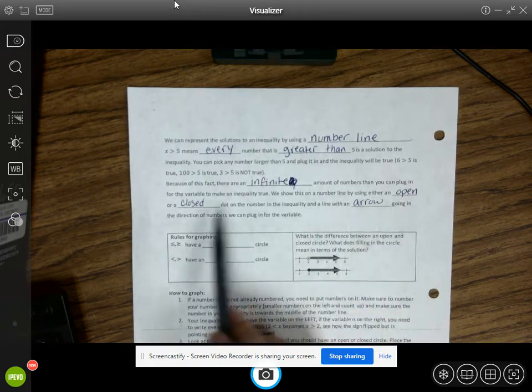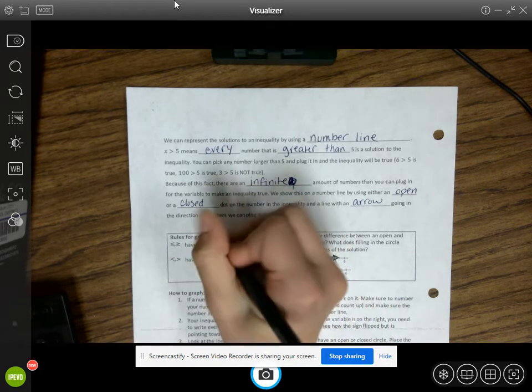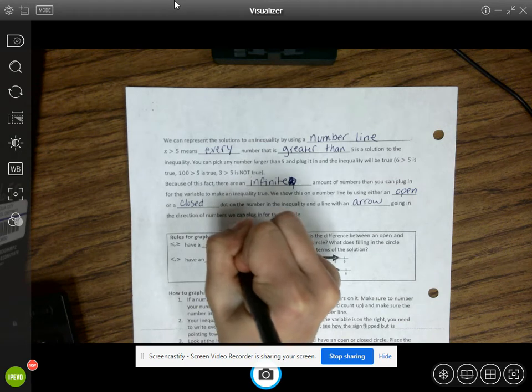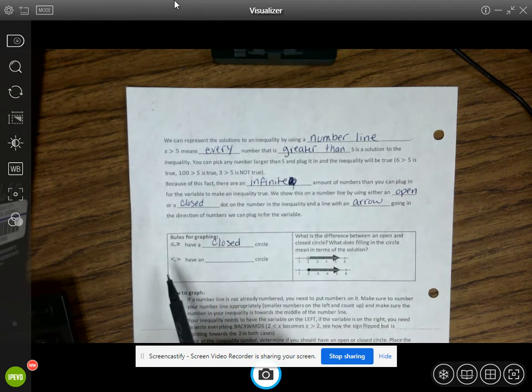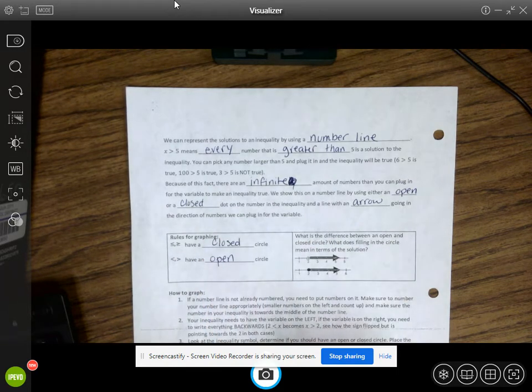Now, it says an open or a closed dot. Well, it depends on your symbols. If you have these lines underneath here, that is a less than or equal, or greater than or equal, either of those two symbols. Those have a closed circle. Whereas a less than or a greater than with no equal to, those have an open circle. Now, what's the difference between an open and a closed circle? What does filling in the circle mean in terms of your solution?